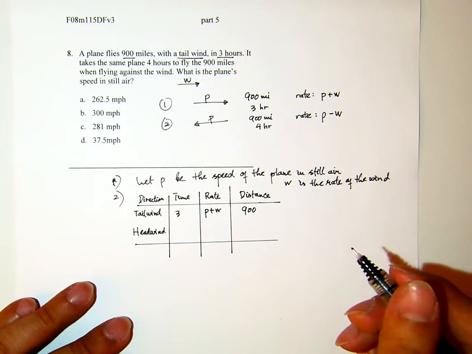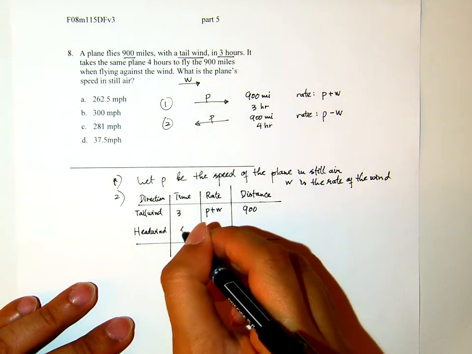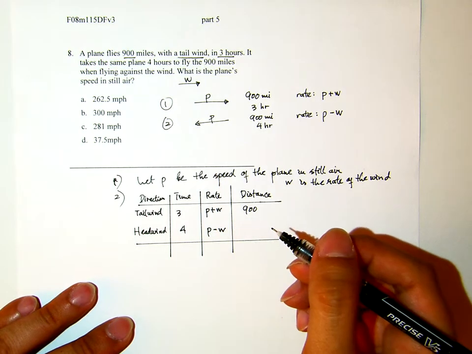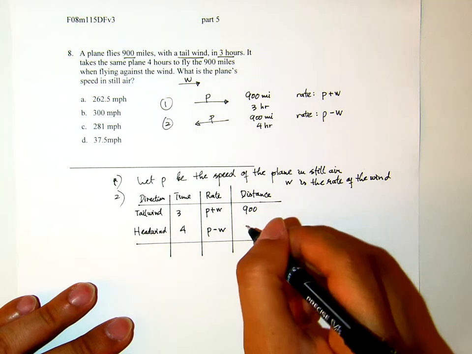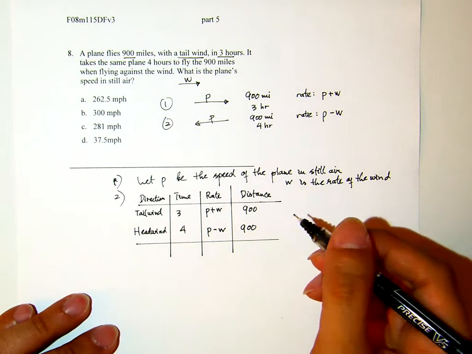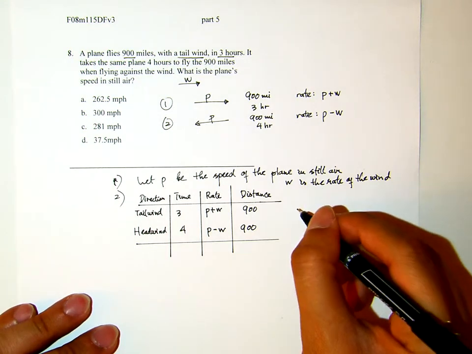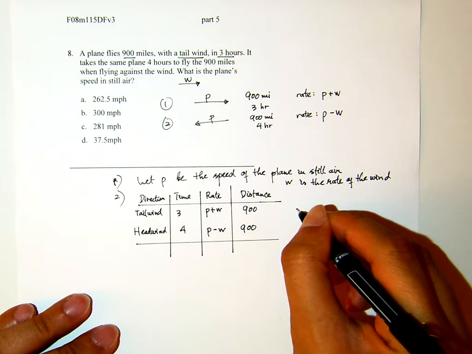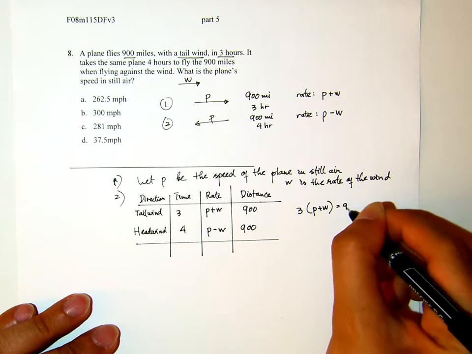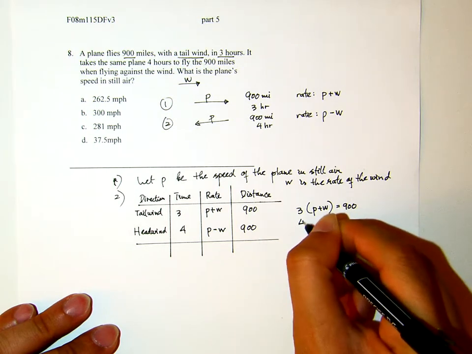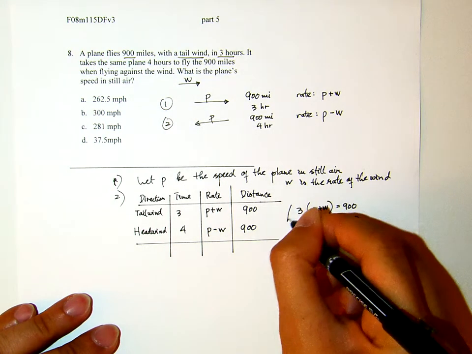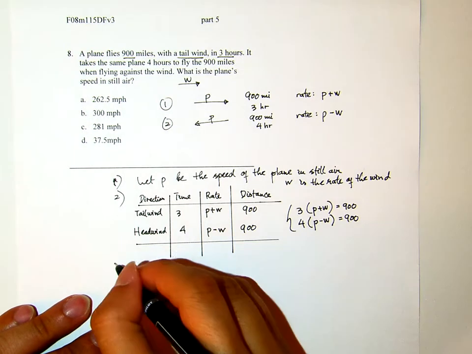When it is a headwind, meaning against the wind, the time was 4 hours, and the rate, of course, is the rate of the plane subtracted by the rate of the wind, with the distance of 900. Therefore, from here we get this equation: 3 times (P plus W) equals 900, and then 4 times (P minus W) equals 900. That's the system of equations we need to solve.